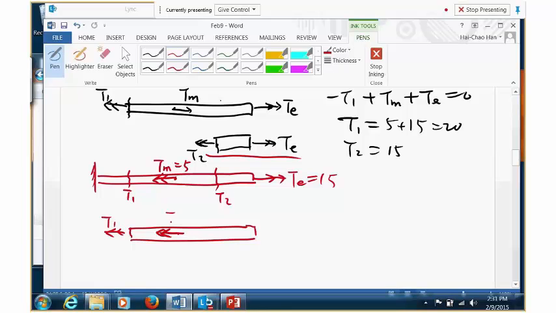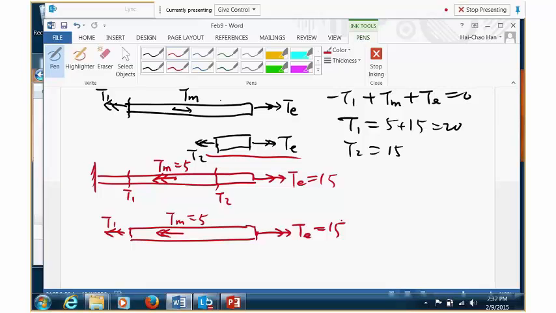Tm, that's 5, right? And now again, this is a load. There's no positive, negative. Just say, oh, the load is loading this way. So for load, there's no positive and negative issue there. It's just whatever direction they give you. When you write the equation of equilibrium, if you follow your line, it's positive. If it's against, then it's negative. Right?